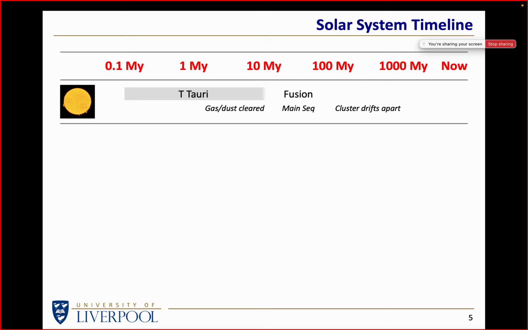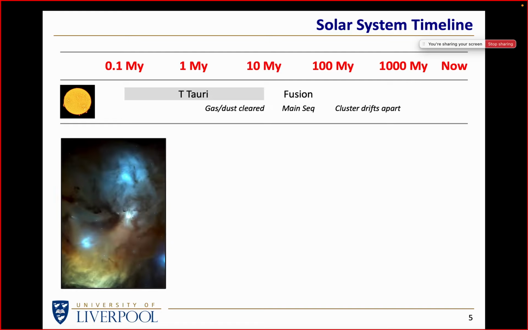So to try and get a handle on how this works, I've tried to put things on a sort of timeline. You can see here a timeline ranging from the first few 100,000 years through various millions of years, and we are now at 4.6 billion years after the sun originally formed on the right-hand side. But most of the action is taking place in these first few million or tens of millions or hundreds of millions of years.